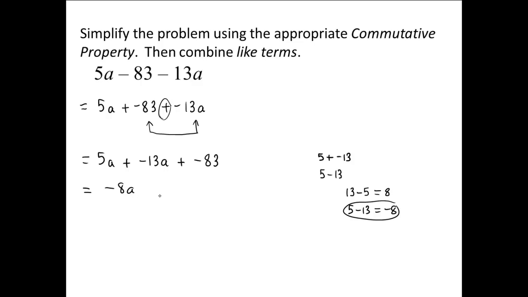We therefore have negative 8a plus negative 83. These two terms are not like terms. We cannot combine them or simplify them down to one term. So that is a final answer. Except we often don't leave an expression written as plus a negative number. We write subtraction instead. Negative 8a minus 83.